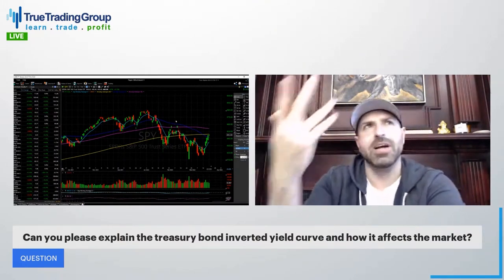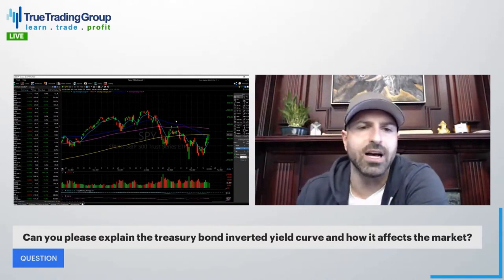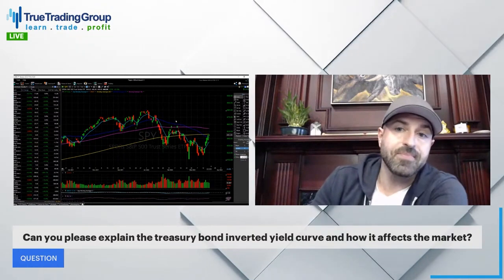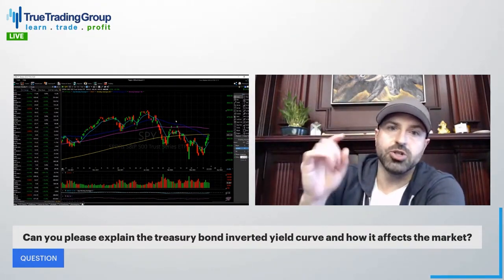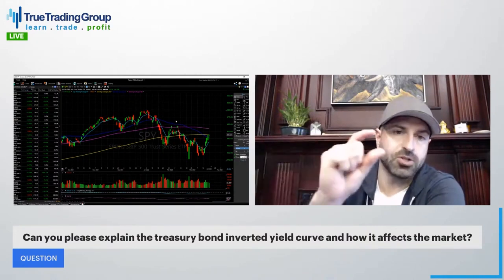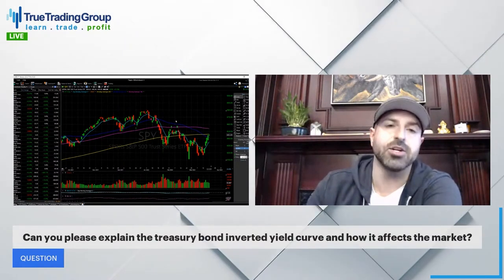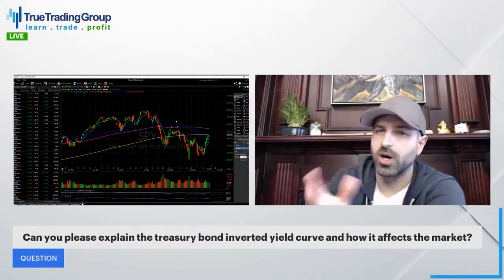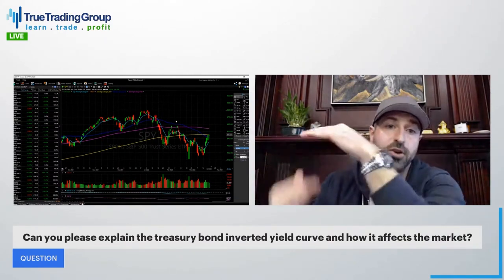Right now, I don't know exactly where we closed today. On the 10-year, we closed around 2.25, 2.26, somewhere around there. But the 2-year is now over 2%. When the spread between the 2-year Treasury yield and the 10-year Treasury yield gets down to 25 basis points, which is right around where we are, that's dangerously close to inverting.